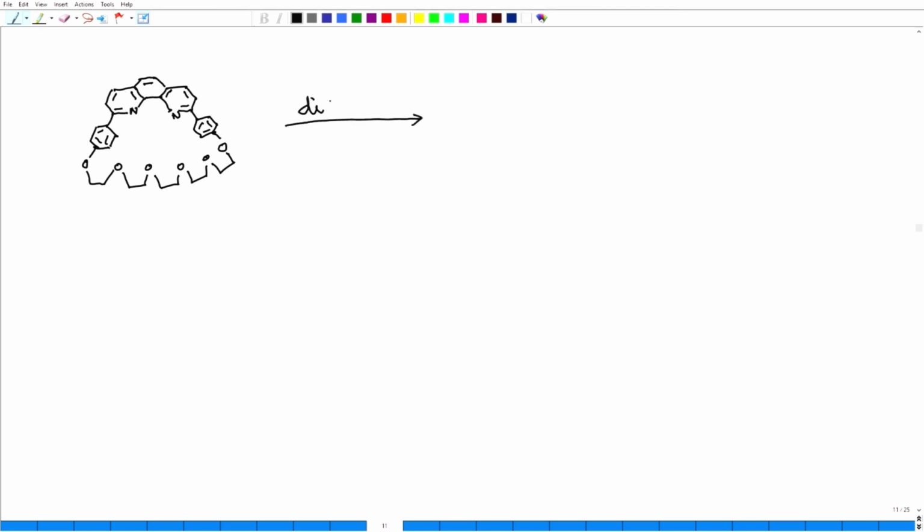Once you make this macrocycle, then we give this diphenol and copper salt. Okay, it is a BF4 salt. So this will make copper. Let me draw now this diphenol. What is this diphenol?